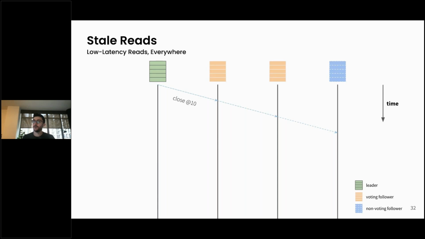Each raft group in Cockroach maintains a piece of information called the closed timestamp. And the closed timestamp is a promise that no leader for that group will allow a write at an MVCC timestamp below what has already been closed. So here, for instance, this leader replica is closing timestamp 10. That means that it won't allow new writes below timestamp 10.